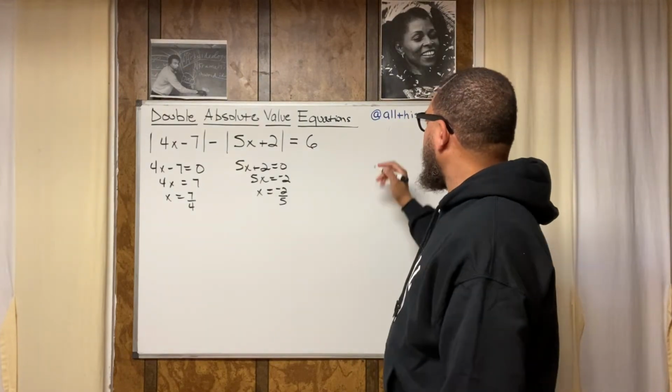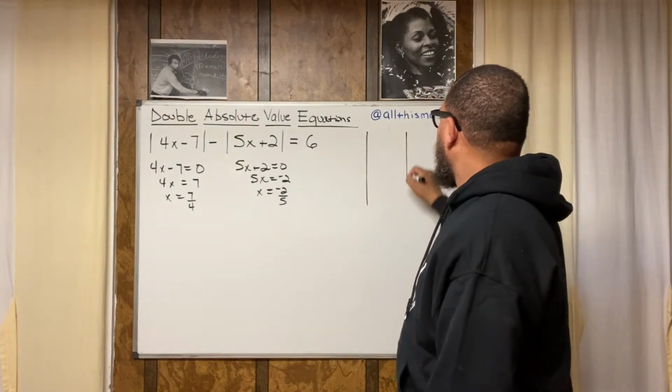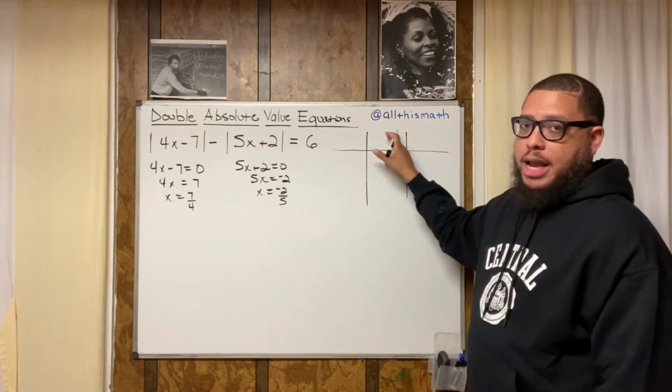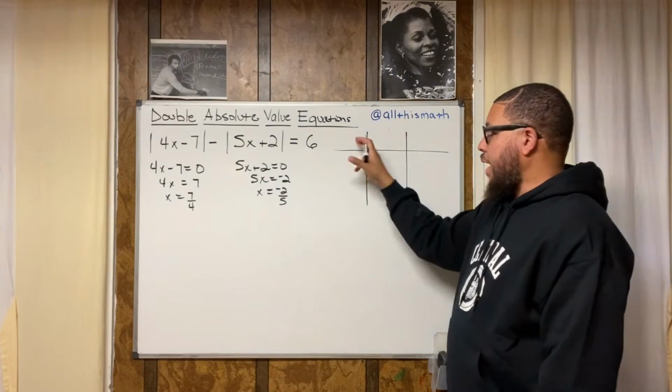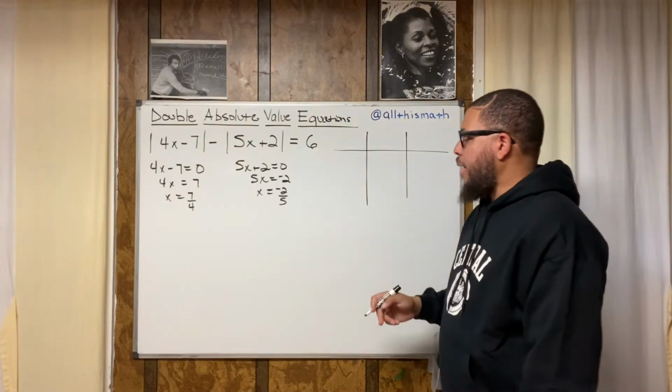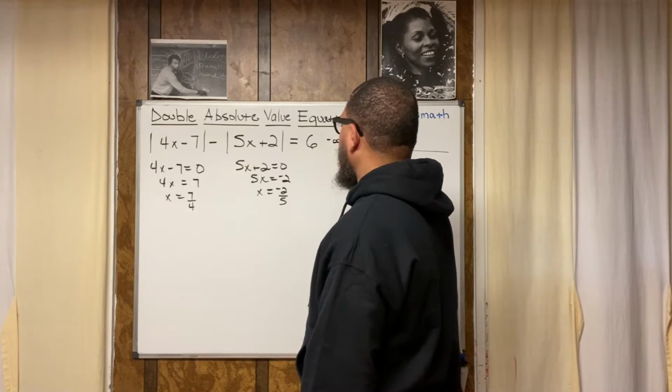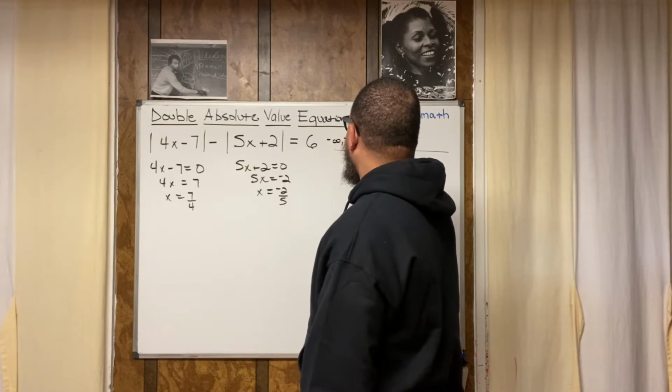So let me set up my table right here. I have 3 columns because I have 3 intervals. All right. I'm going to label it. So I go from negative infinity to negative 2/5.